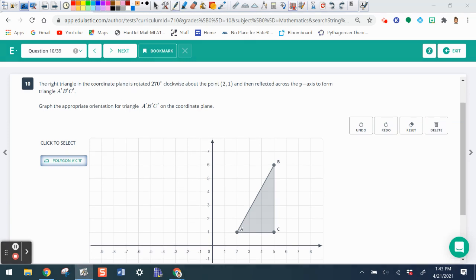So for starters, we are tasked to rotate 270 degrees clockwise about the point (2, 1). Well, if you notice that our pre-image, this is what it's called before any transformation, is that our center of rotation is actually on our pre-image, (2, 1). So if you recall from our lesson on rotations, the center of rotation does not move. So in this 270 degree clockwise rotation, point A is not going to move at all. It's going to stay in its same place. So only C and B are going to move 270 degrees clockwise because the center of rotation does not move.